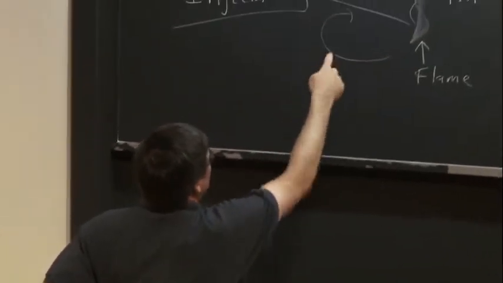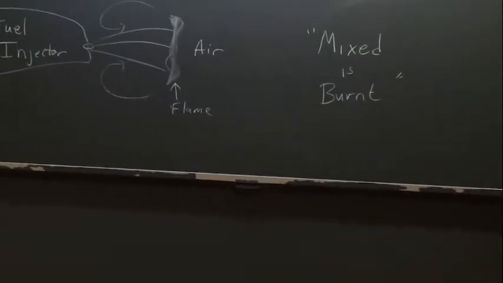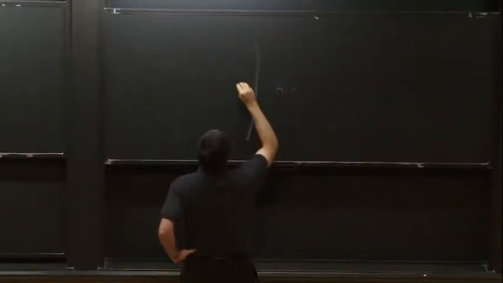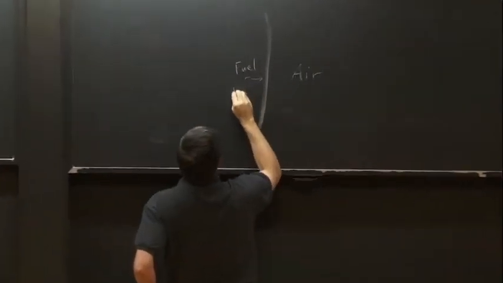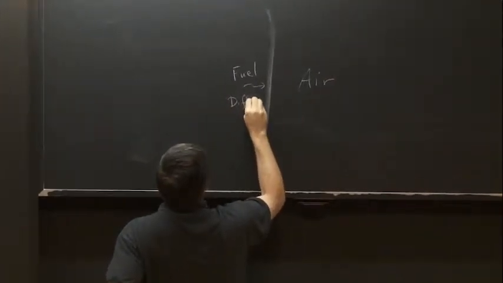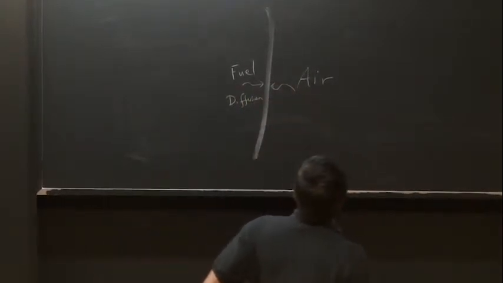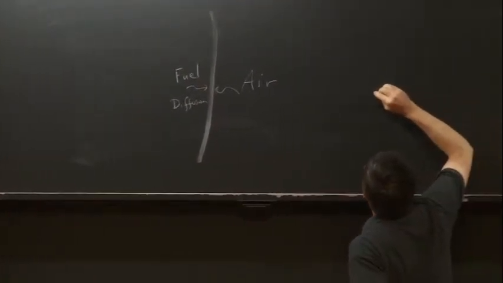Now, the way this is written, it looks kind of complicated. And so a simpler way people look at this is I have my flame. Over here I have my air. Here I have my fuel. And I just considered that the fuel is diffusing. And then a common configuration like this is like a simple jet burner.